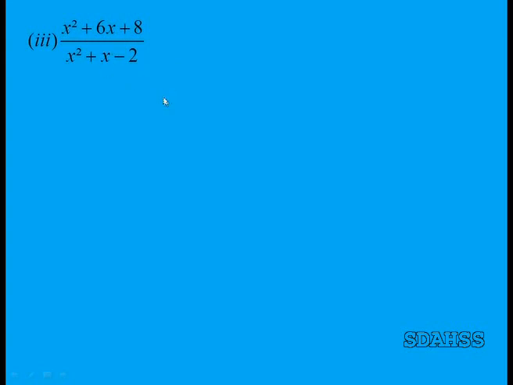Now consider the numerator, x square plus 6x plus 8. Here the sum is 6 and the product is 8. Take down the product 8. The product 8 can be written as 4 and 2. So if you add 4 and 2, you will get 6. If you multiply, you will get 8. So x square plus 6x plus 8 can be written as (x plus 4) into (x plus 2).